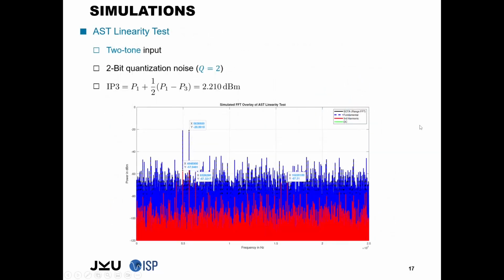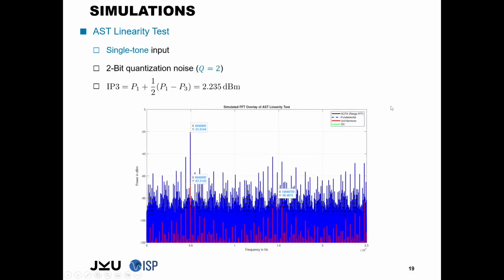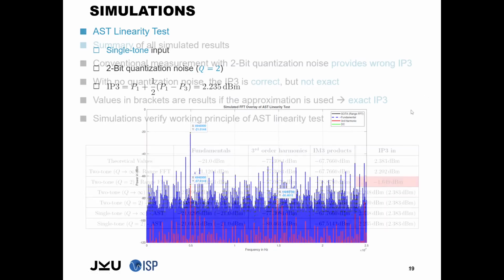And if we are applying now a 2-bit quantization noise, then we can see that the AST linearity test is capable of separating the fundamental and third harmonic and calculating the IP3 correctly. And also with a single tone input, now the IP3 can be measured, because even though it's on the same frequency, both power levels can be separated into two separate views and the IP3 can be calculated. And also, of course, with a 2-bit quantization noise, the IP3 is also correct.